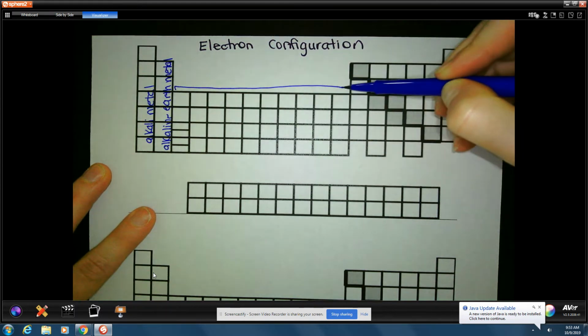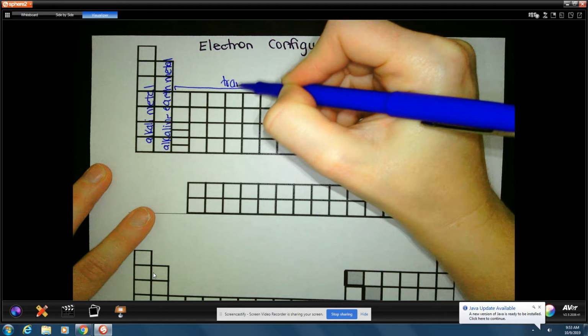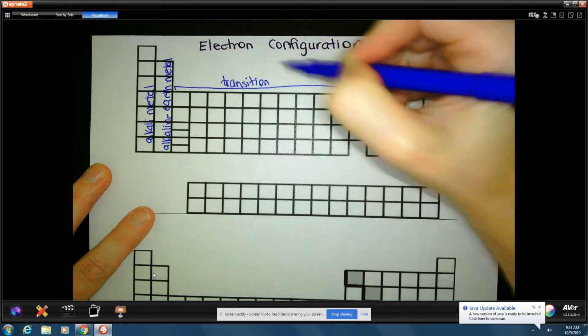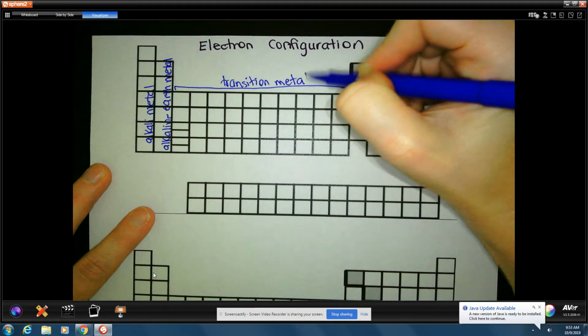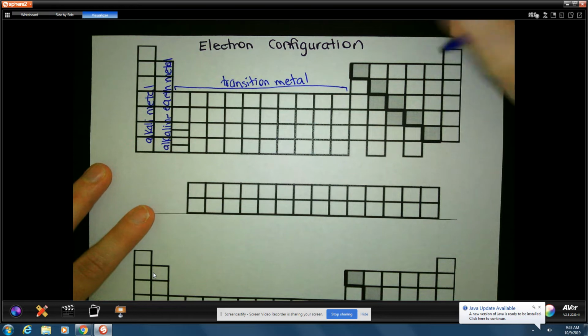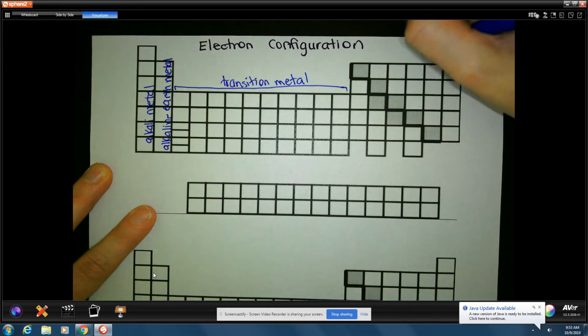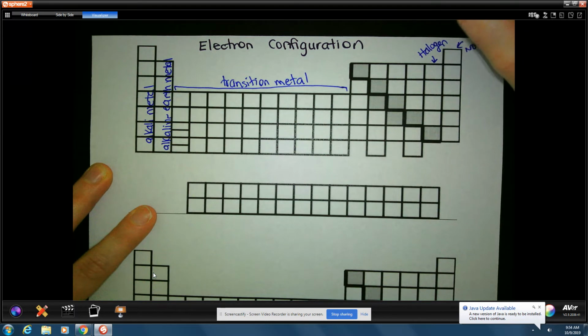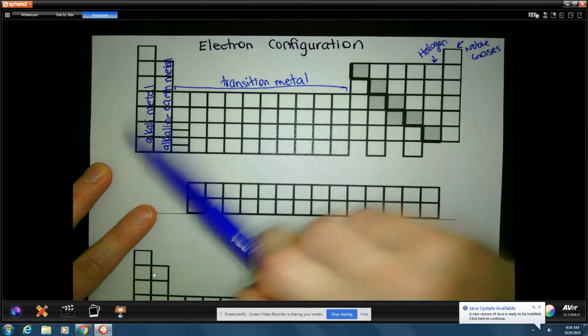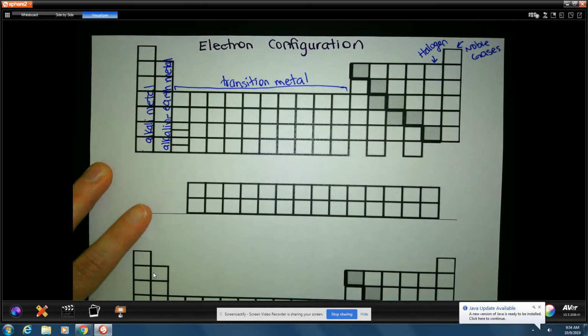Everything here is called a transition metal. If you're not taking notes and copying, you should be, unless you just absolutely have it all memorized. This column is your halogen, and this column is your noble gases. Remember, noble gases are not reactive, halogens are super reactive, and alkali metals are actually super reactive as well.